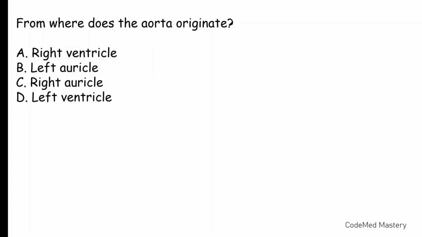From where does the aorta originate? Option A, right ventricle. Option B, left auricle. Option C, right auricle. Option D, left ventricle. The right answer is option D, left ventricle. If you get confused in the CPC exam, you can refer to the diagrams which are present in the anatomical illustrations.